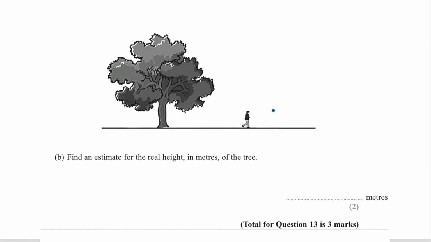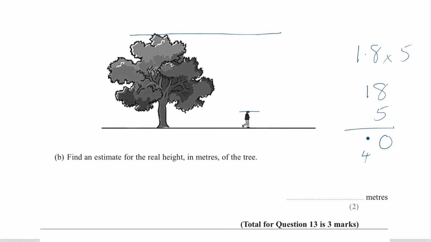And then part B, find an estimate for the real height in metres of the tree. So we need to look at the height of the man, which we've said is 1.8, and compare that height to the height of the tree. The best way would be to measure that gap there with a ruler and then see how many times that would match to the height of the tree. And I think you'll find that it's about 5 times. So we need to do 1.8 times 5. Now the easiest way to do that is to take the point out and do 18 times 5. 8 fives are 40. 1 five is 5, add 4 makes 9, so that's 90. But then we've got to put the decimal point back in, so that's 9.0. So 9 metres is a reasonable estimate for the height of that tree.